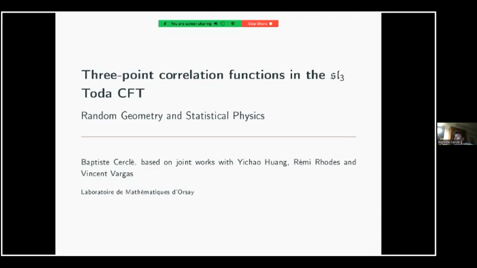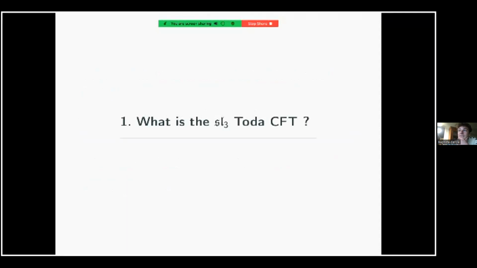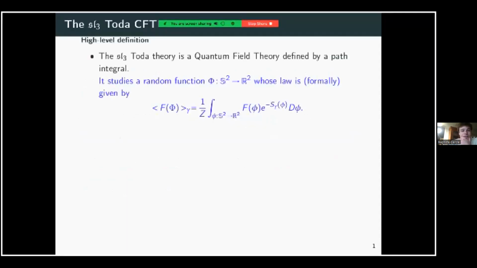To start with, what is this SL3 Toda CFT? From a very high-level picture, the SL3 Toda CFT is first a quantum field theory. For us, we think of a quantum field theory as a model, a theory which is defined using a random function, a quantum field random function.